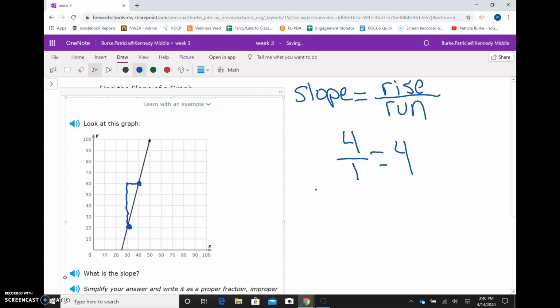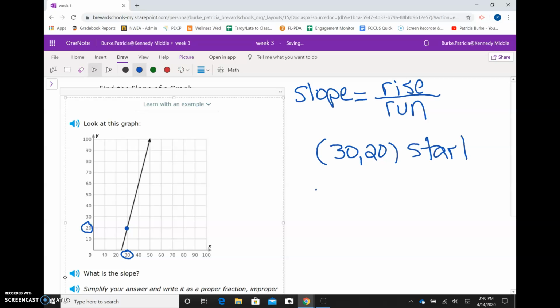So say you don't like that method. You don't have to like that method. You can label those 2 points. That works. So point 1, this was 30, that's your x, and 20. So you would write that 30, 20. Talk about that as your starting point. And where do you end up?